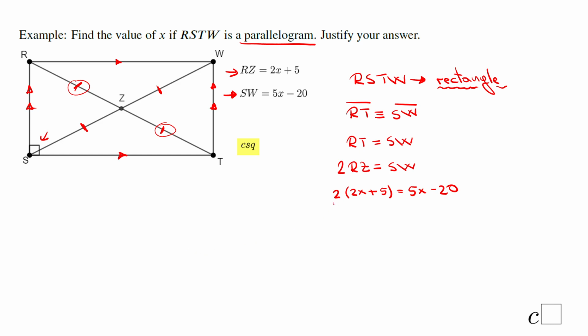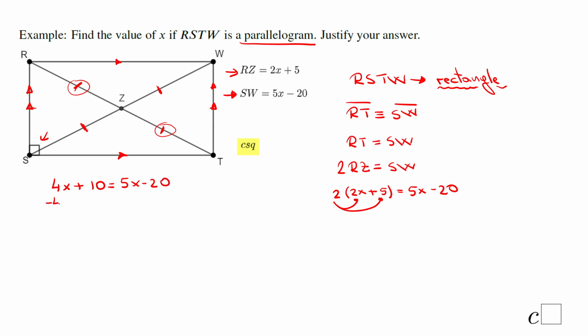And now distributive property here. So I'm going to move here, and we're going to have 4x plus 10 equal 5x minus 20.